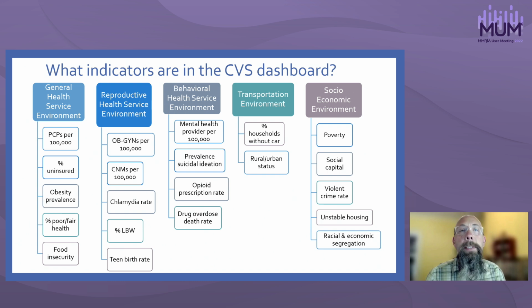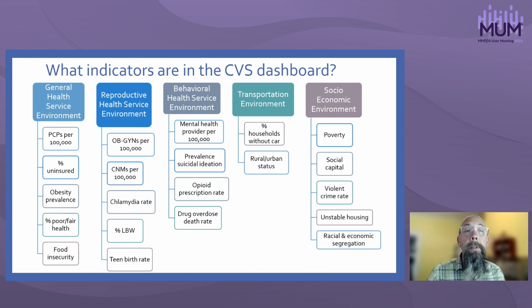And so here's just some examples of some of the indicators. We're interested in characterizing the supply and demand of the general health service environment. Things like how many providers there are, but also how much of the population is uninsured or has poor or fair health. Also, the supply and demand of the reproductive health environment, the behavioral health environment. Really importantly is the transportation environment, which links individuals to be able to access the care.